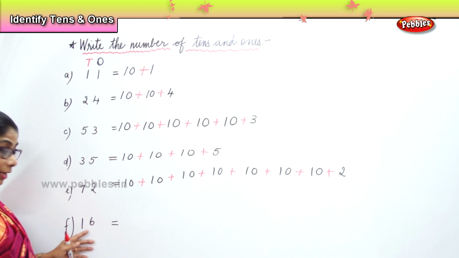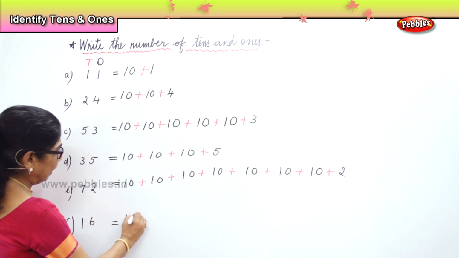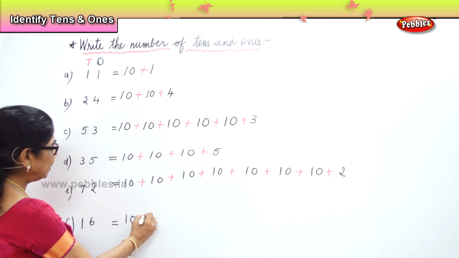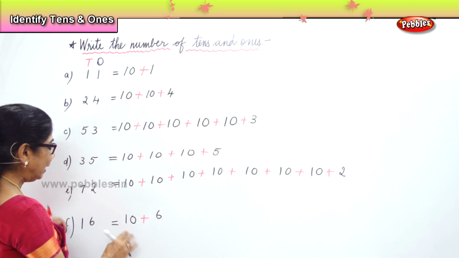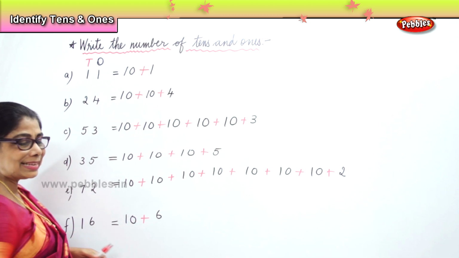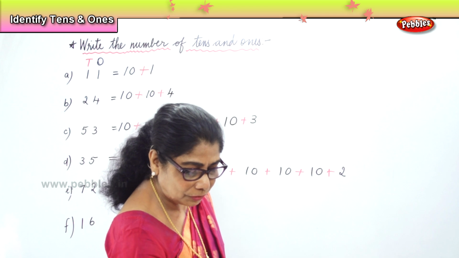And then you have another number here, 16. Ones place, you have 6. Tens place, you have 1 ten. How many tens? 1 ten. 1 ten plus 6 ones. Let's look at it again. 10 plus 6, 16.